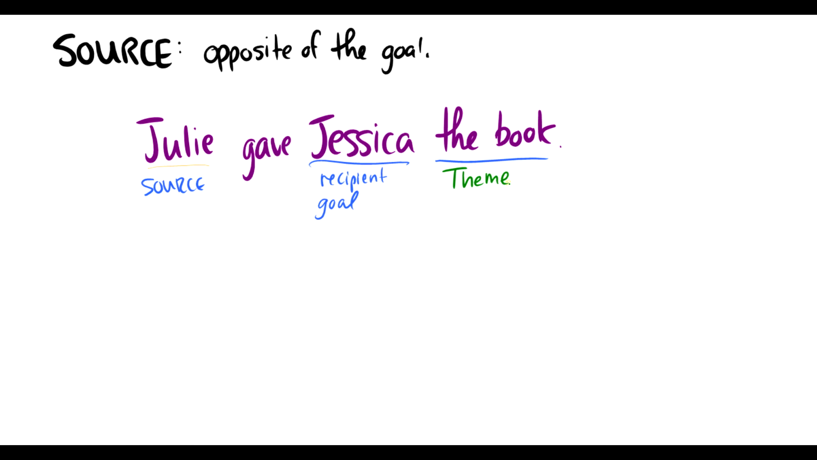So Julie gave the theme of the sentence to the recipient. Yeah, it kind of makes sense, right? The book is the thing that's undergoing movement. You're giving the book away, so the book is the thing that is being given. Therefore, it's the theme of the sentence. And Jessica is the goal because that book is going to Jessica, and Julie is the source because Julie is the one giving the book.